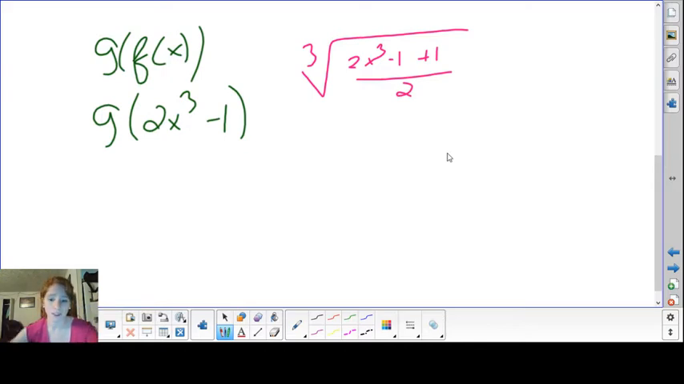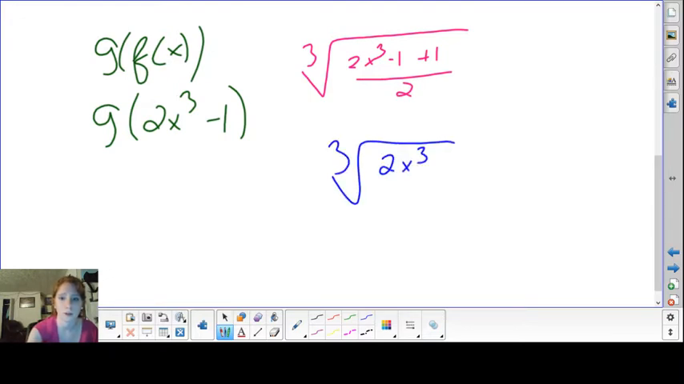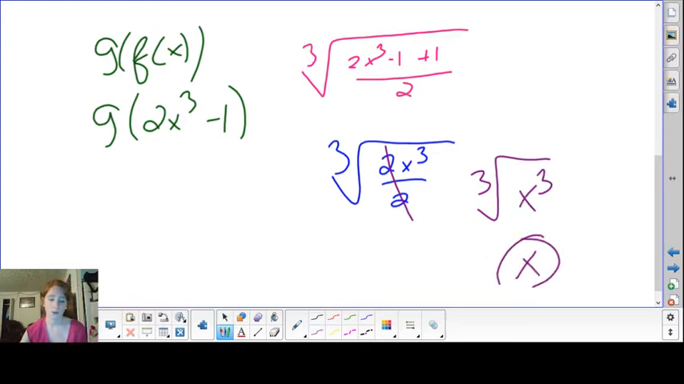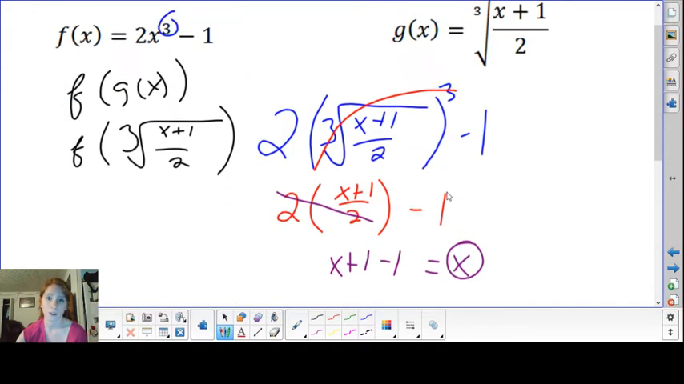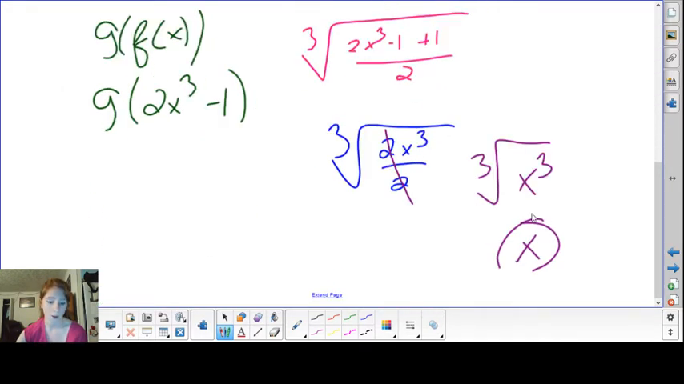Negative 1 plus 1 is 0. So that cancels out for me. So now I have the cube root of 2x cubed over 2. And I know that my 2's can cancel. So now I have the cube root of x cubed, which simply is x. So yes, these two functions are inverses. I got x both times. Yay!